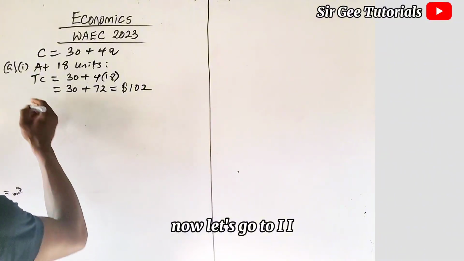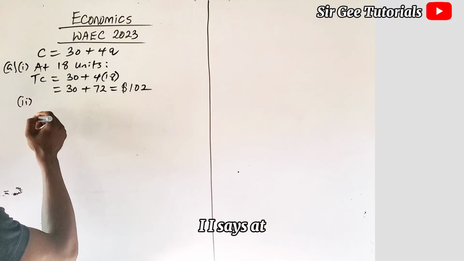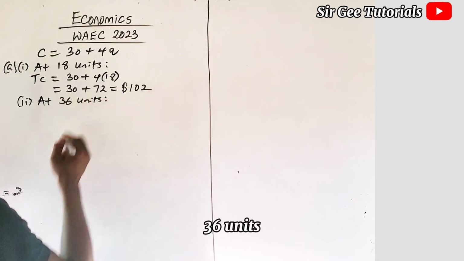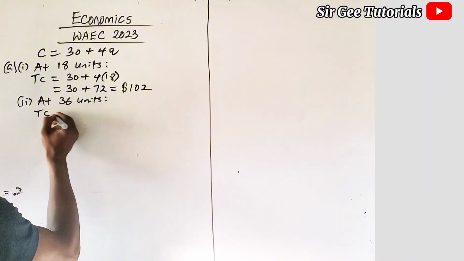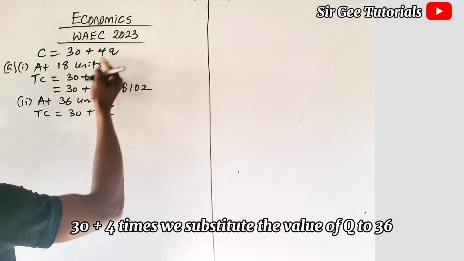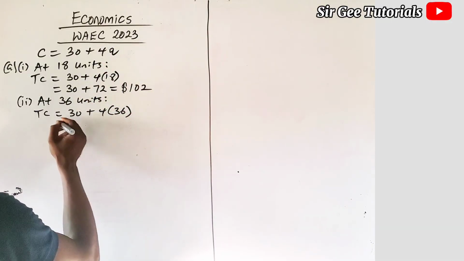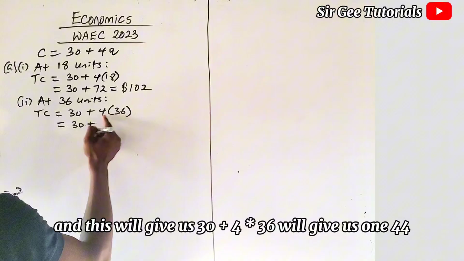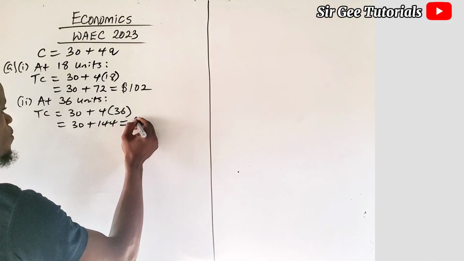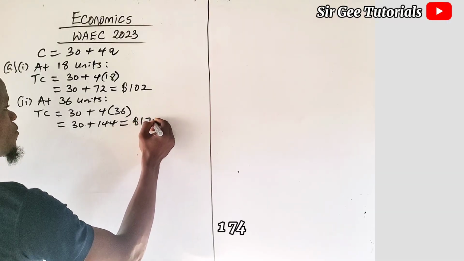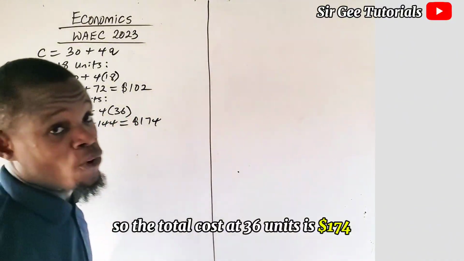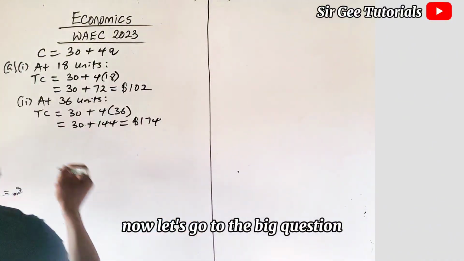Now let's go to II. II says at 36 units. Now, total cost will be 30 plus 4 times, we substitute the value of Q to 36. And this will give us 30 plus 4 times 36 will give us 144. And when you add up, this will give us 174. So the total cost at 36 units is $174. Now let's go to the B question.